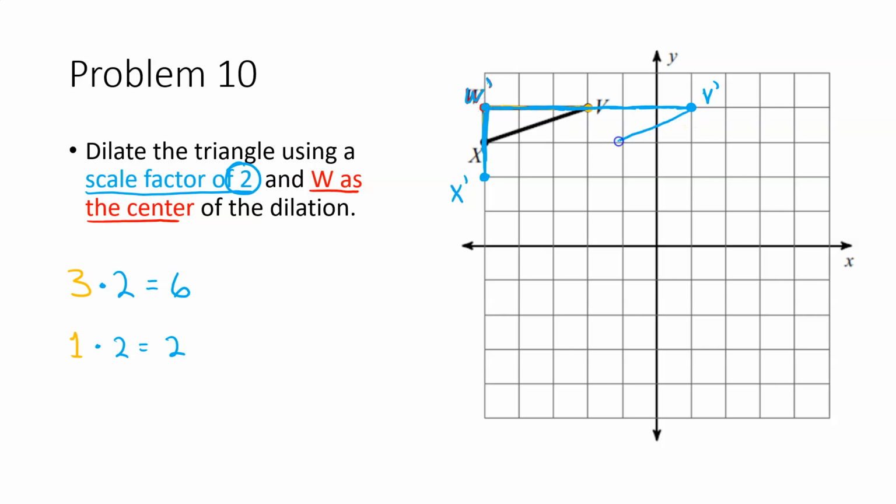This would create our new triangle, and we can see that, hey, our triangle's bigger, and W didn't change. W prime stayed in the exact same spot. Everything else, though, was getting stretched away from W. So that is our final answer there. That is how you dilate from a specific point.